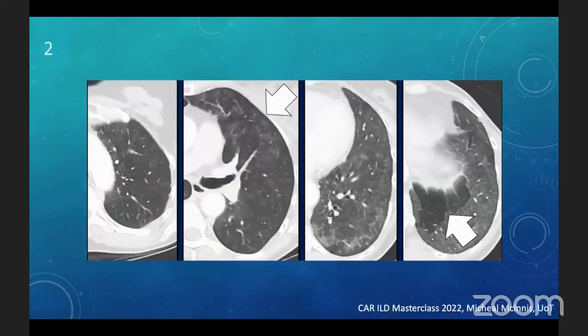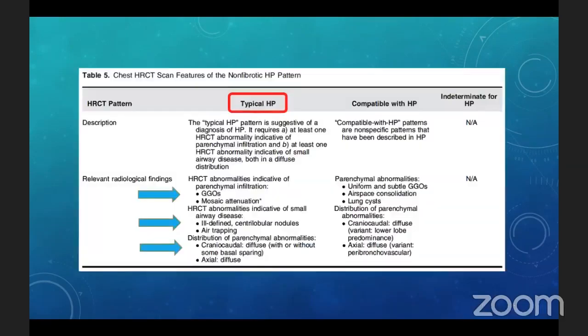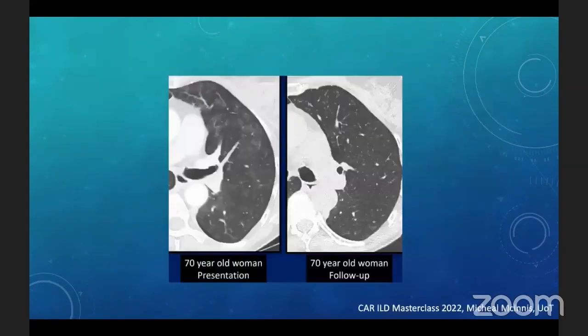We have here the second case, and we can see that there are centrilobular ground glass nodules in the upper lobes and diffuse ground glass opacities on the axial axis as we go down in the lower lobes, and there is a definite area of hypoattenuation that is a true air trapping on the expiratory image. There is no fibrosis, so this will be a typical non-fibrotic hypersensitivity pneumonitis, and typical because it's diffusely distributed on the axial and the craniocaudal axes.